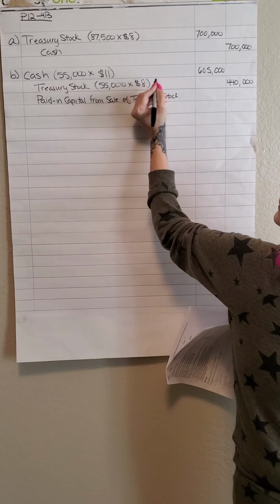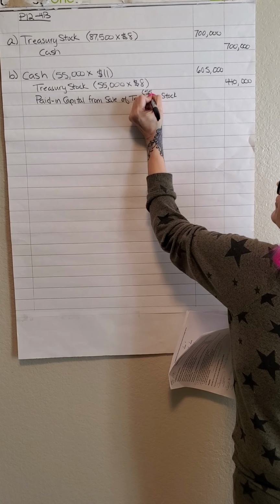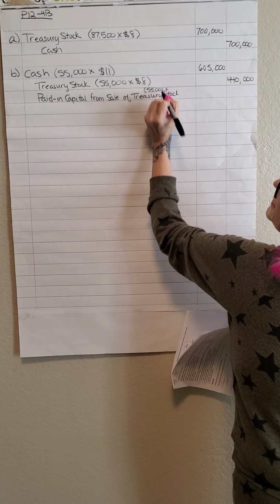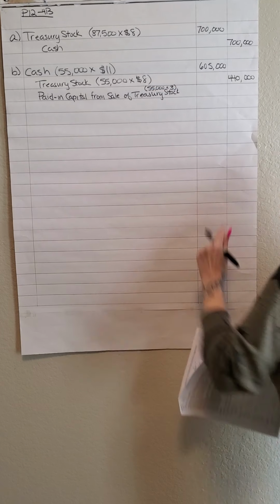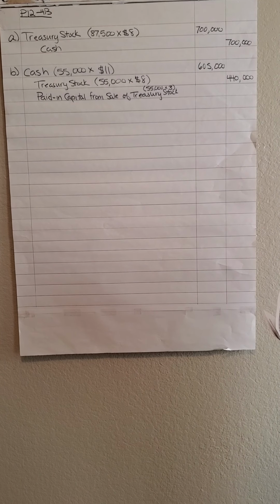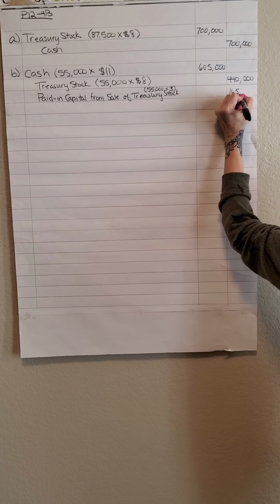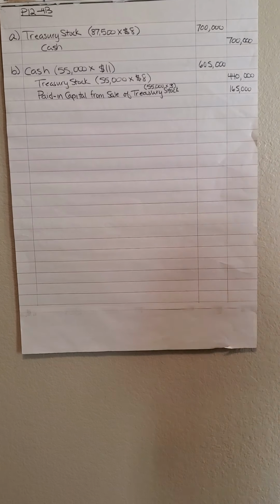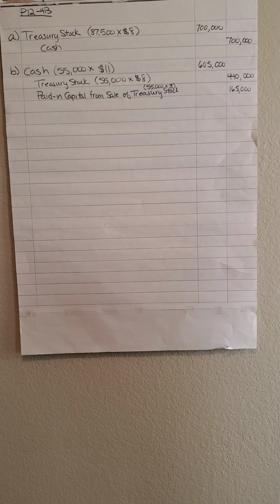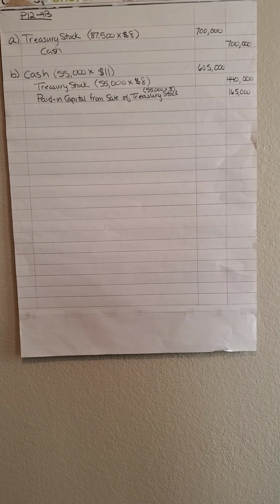And calculating that, I'm going to put it up here as the 55,000 shares times the excess of $3 per share over the amount that we purchased it for, a credit to the paid-in capital account of $165,000. So those are our first two transactions.